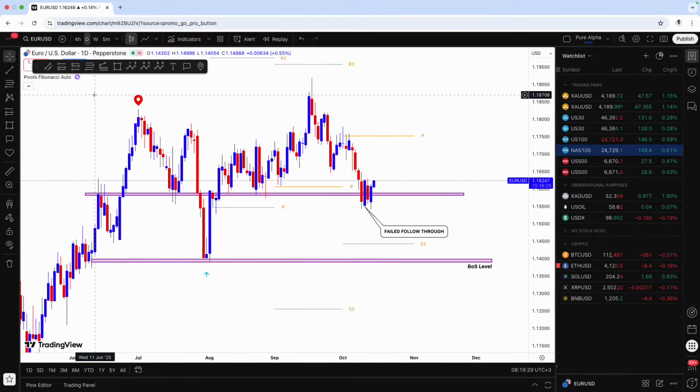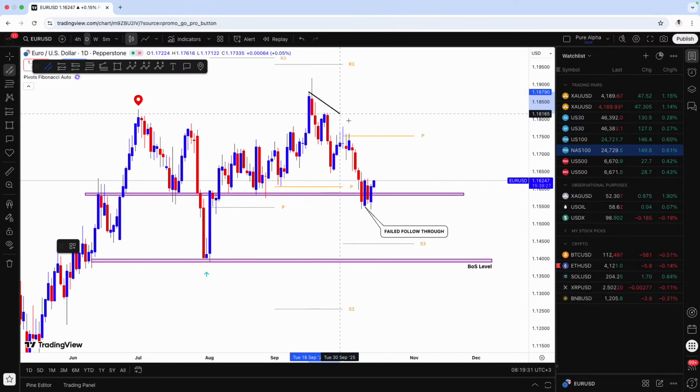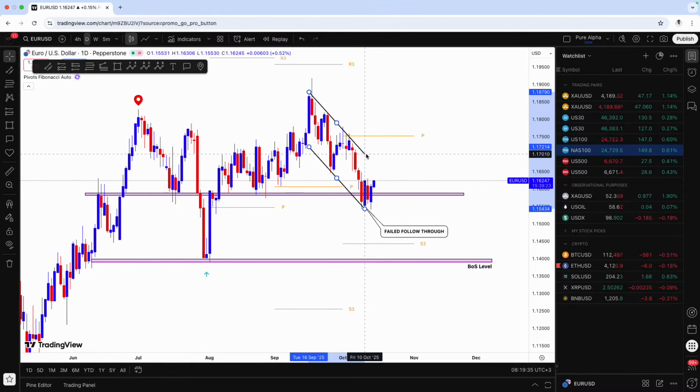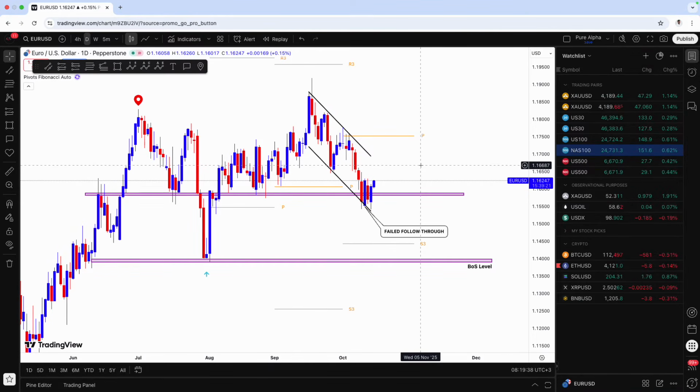Then if I come further and look at patterns, I can see this is a big picture flag pattern here. I don't look for flags mainly on the daily chart, because if you get a flag on the daily chart, it is going to take you a couple of days to materialize. So for me, I'm normally looking for flags mainly on the 4-hour chart. This one is a very big flag that I don't really look to trade, but sometimes, if everything is aligned, it's also a very good opportunity to trade it.